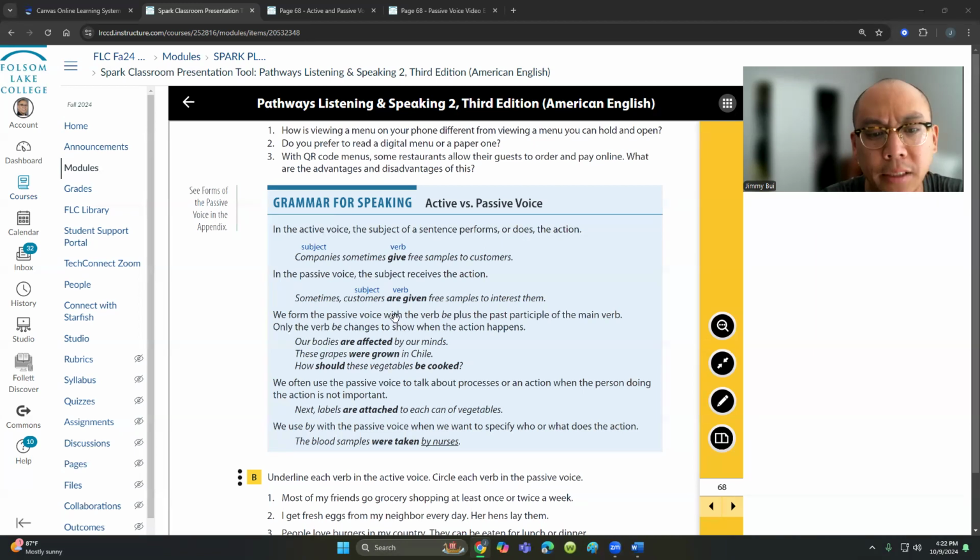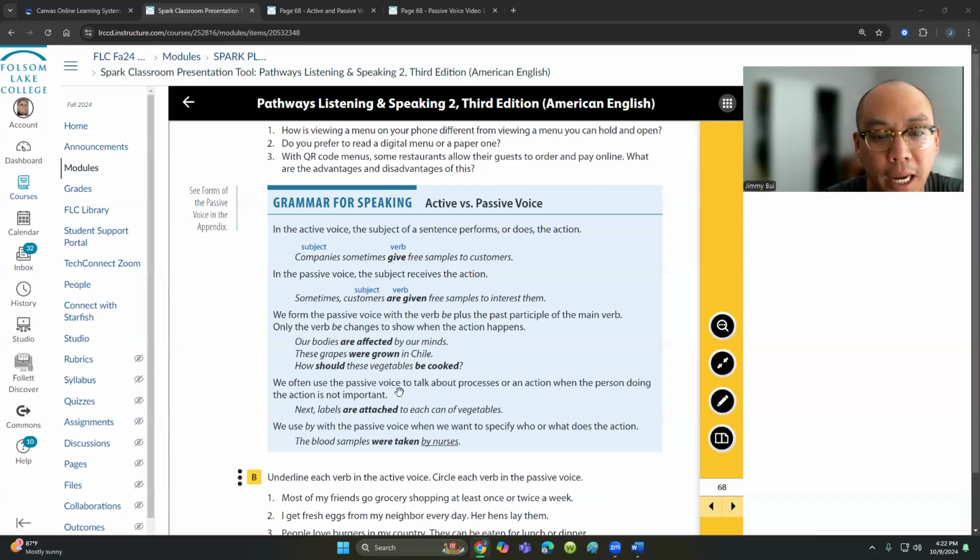We form the passive voice with the verb be plus the past participle of the main verb. Only the verb be changes to show when the action happens. Our bodies are affected by our minds. These grapes were grown in Chile. How should these vegetables be cooked?